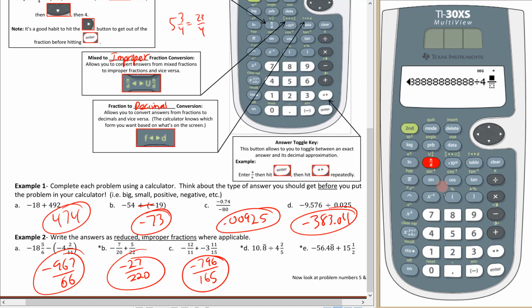So we're going to do that mixed number, and we're going to do a 2 on the top, and we're going to do a 5 on the bottom. Hop on the outside. Now see how we've filled up the screen with 8s? It knows what to do with that.